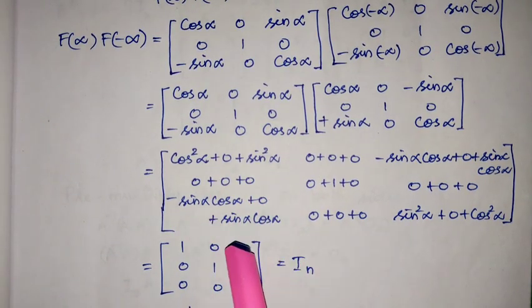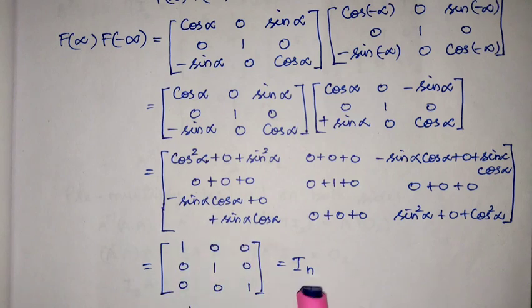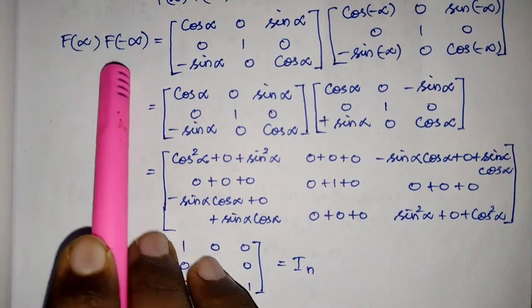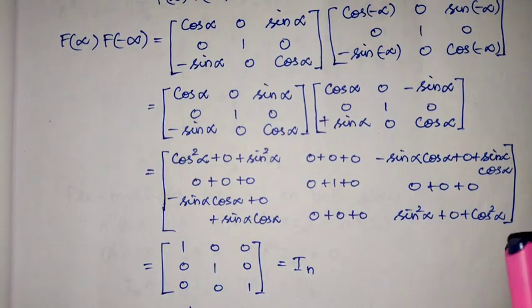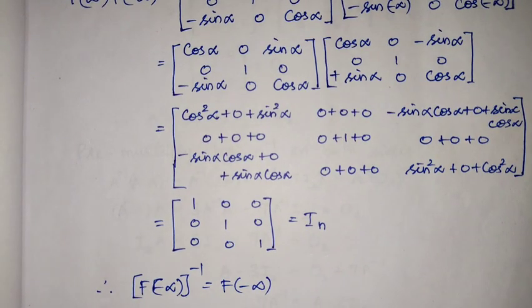Then here also it is cancelled. Both the things are cancelled. And this is 0. And this is sin square plus cos square alpha is 1. This is nothing but what? It's a unit matrix. So from here we understand that f of alpha into f of minus alpha is equal to a unit matrix. So therefore f of alpha the whole inverse is equal to f of minus alpha. Hence we prove that.